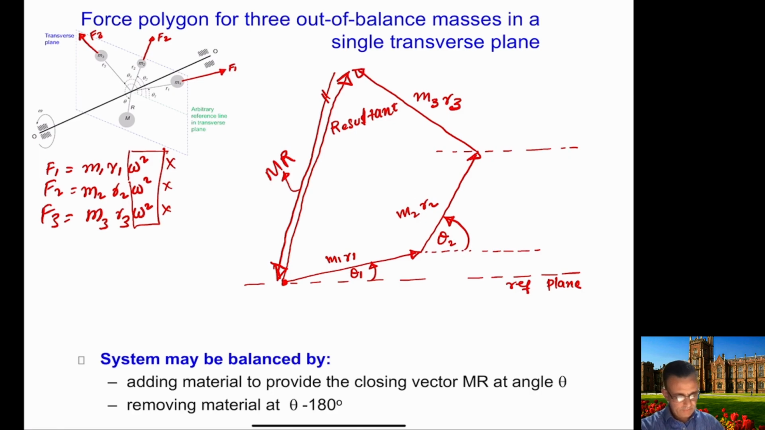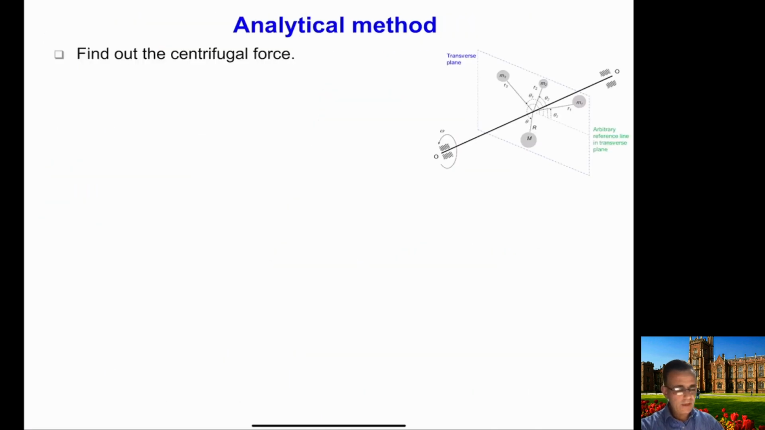So the system may be balanced by adding material to provide the closing vector mr at angle theta. In other words, you can remove material at angle theta minus 180. So this is how you will close this whole system here. You can also solve this system using analytical procedure. So analytical procedure is again very straightforward, as you will do in vector addition. So how you will do this?